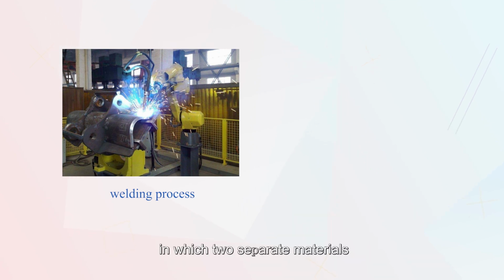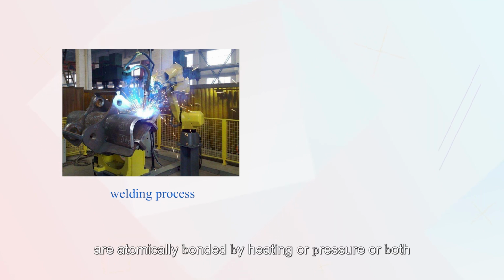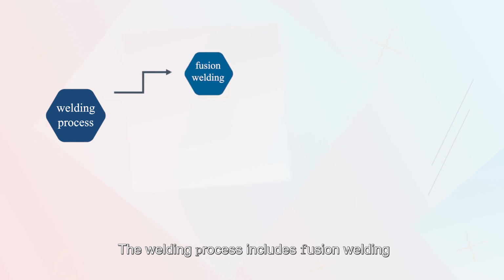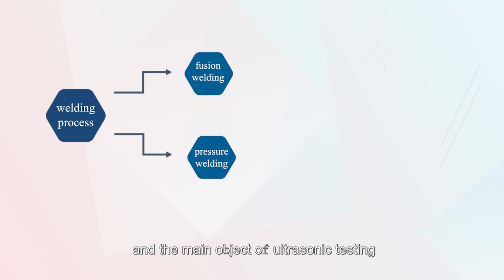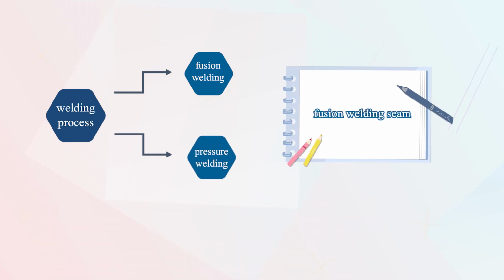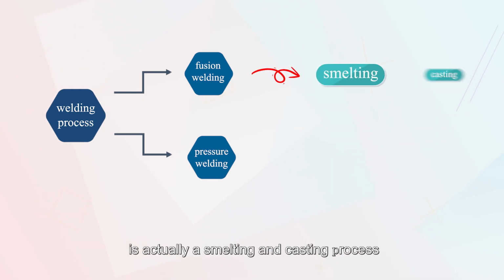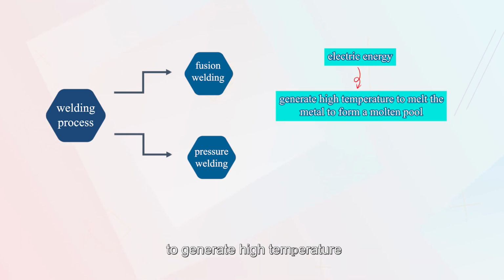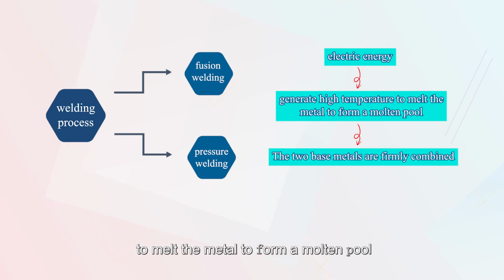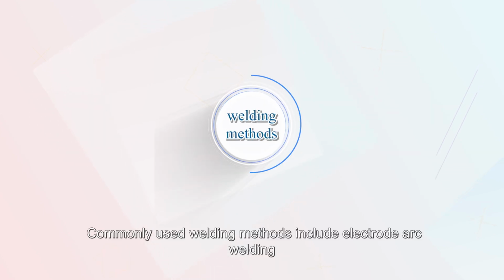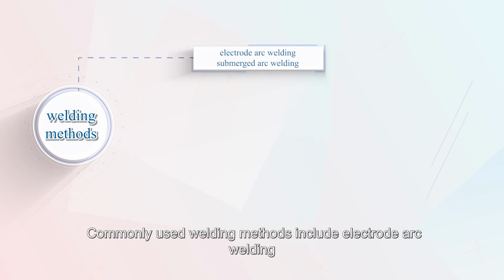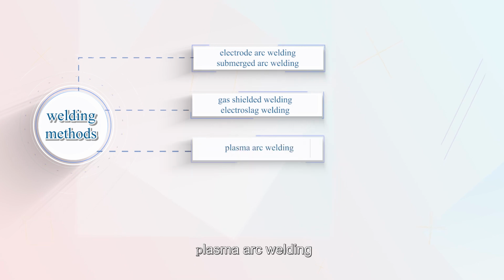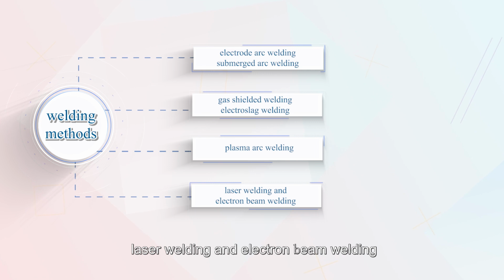Welding is a processing method in which two separate materials are atomically bonded by heating or pressure or both, with or without filler material. The welding process includes fusion welding and pressure welding, and the main object of ultrasonic testing is the fusion welding seam. The fusion welding process is actually a smelting and casting process. First, electric energy or other forms of energy are used to generate high temperature to melt the metal to form a molten pool. Commonly used welding methods include electrode arc welding, submerged arc welding, gas-shielded welding, electroslag welding, plasma arc welding, laser welding, and electron beam welding.